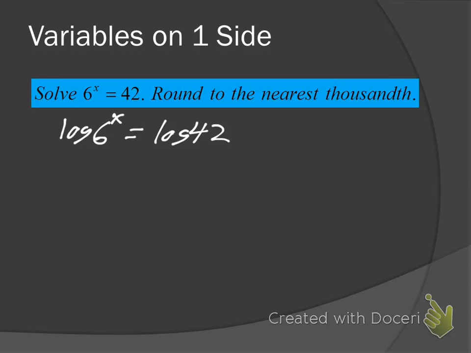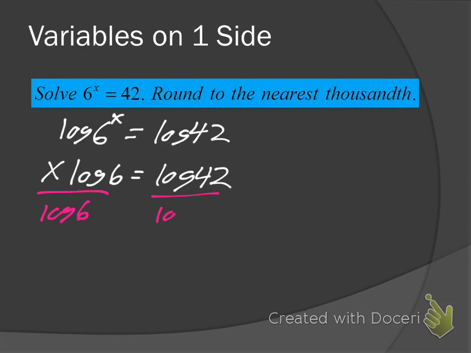So now that it's in there, you can put x in front over here. Log 42. Then we're going to divide by log of 6. So x equals log of 42 divided by log of 6. Like that. And you can't reduce these, so don't try to do anything like that.